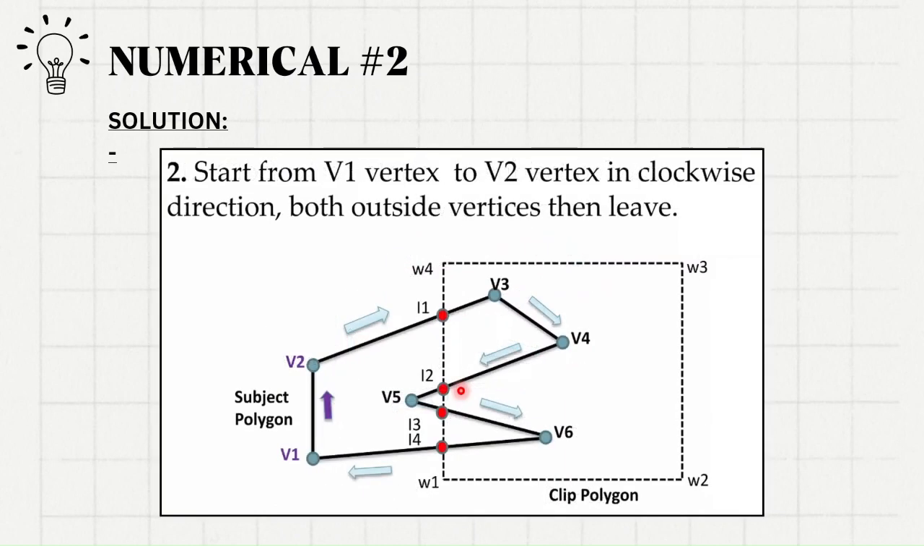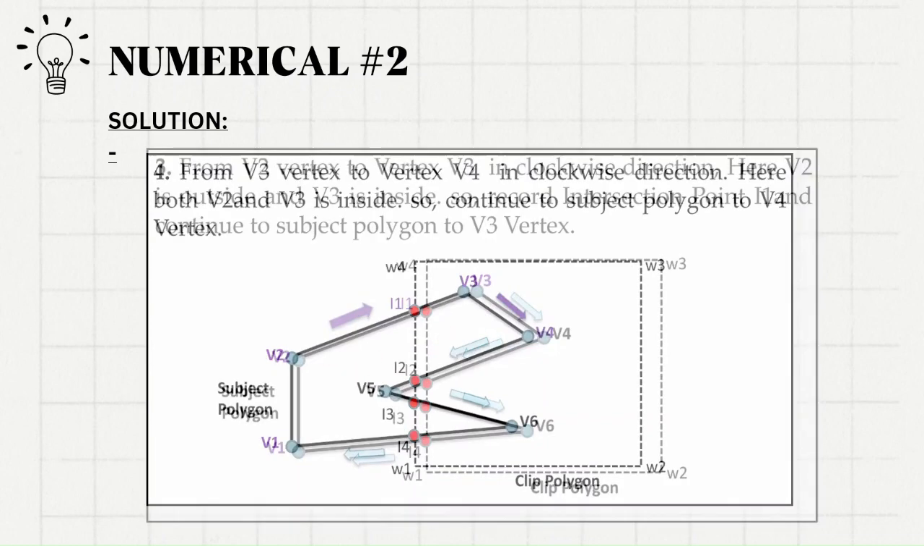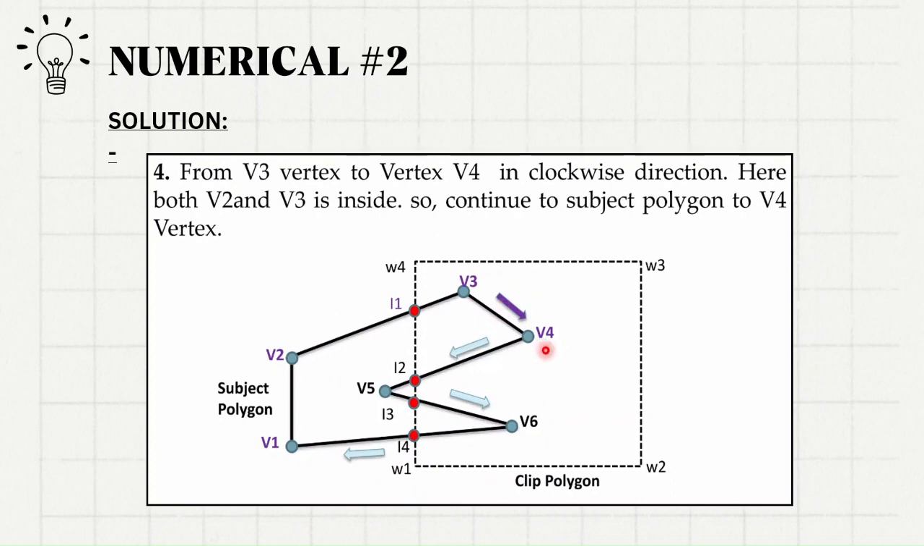Next, we start from V1 to V2. Again, clockwise direction, both outside vertices. Just record them and go ahead. V2 to V3. Now, this is an outside to inside pair, and an intersection point is also there. So record this: V2, I1, V3. Okay, let's go. Now, V3 to V4, again clockwise direction, both inside. So just record them and continue, V3 to V4.